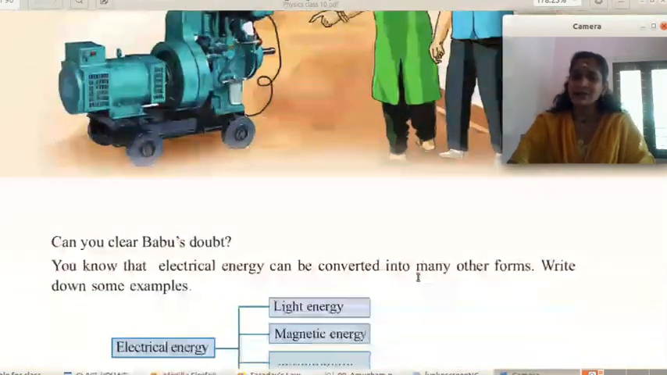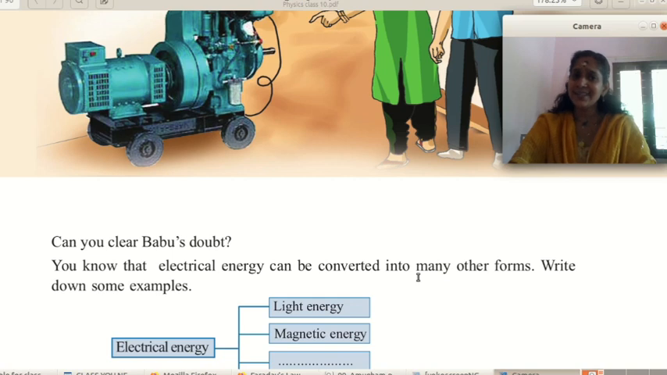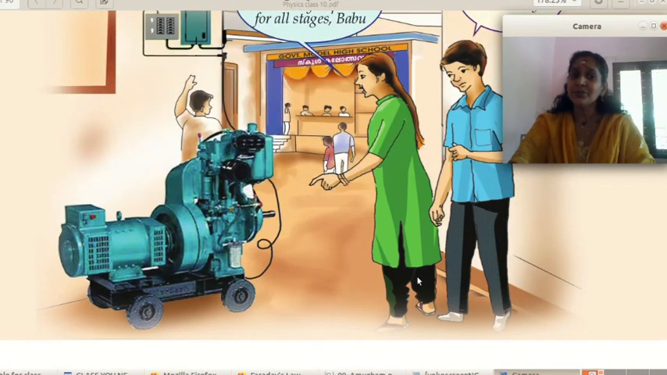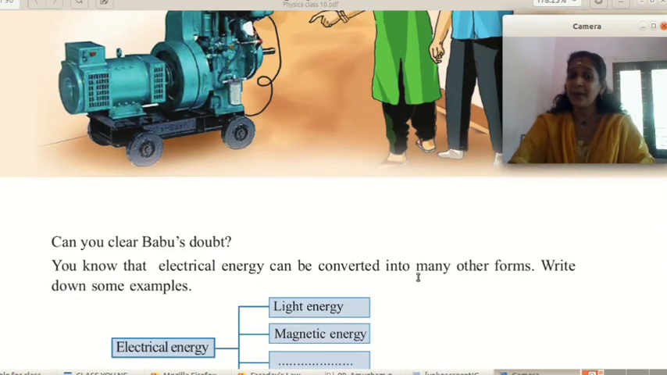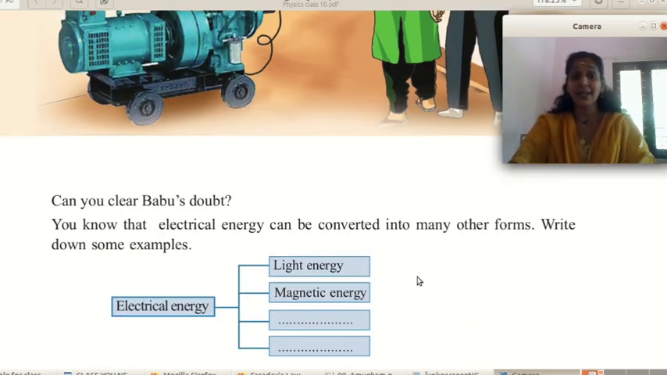Babu has a doubt. What is the doubt? How does this device produce current? Can you clear Babu's doubt? You know that electrical energy can be converted into many other forms. Electrical energy can be converted into light energy. In the previous class you studied about it. It can be converted into magnetic energy. It can be converted into mechanical energy. Electrical energy can be converted into chemical energy.